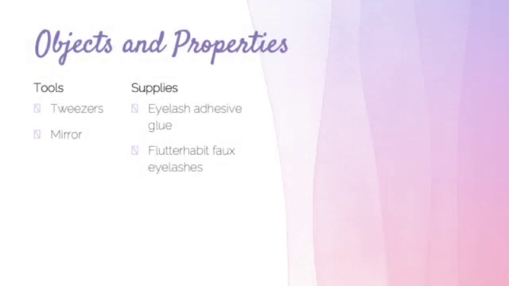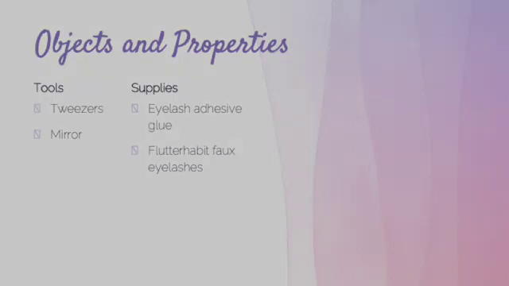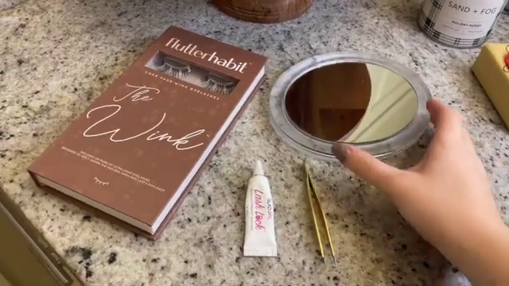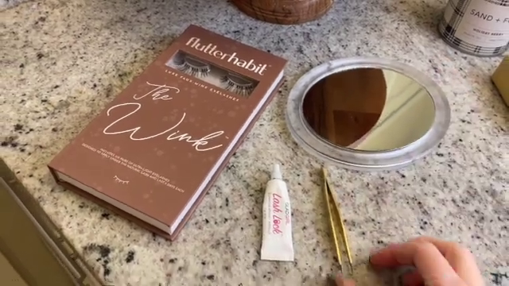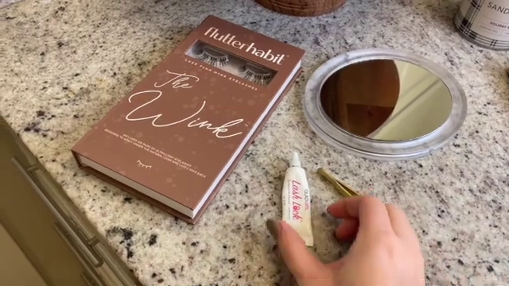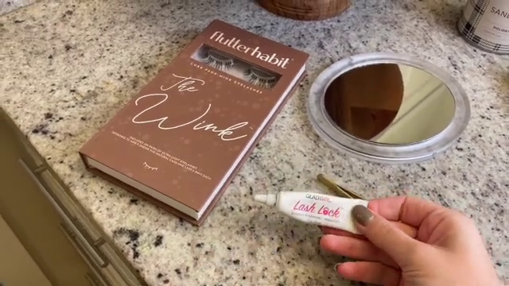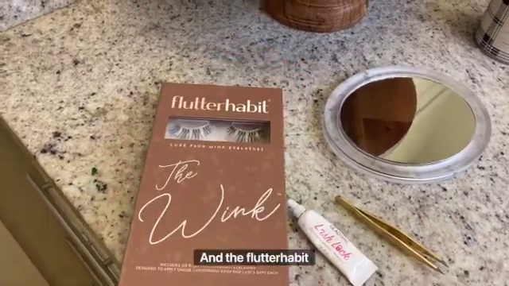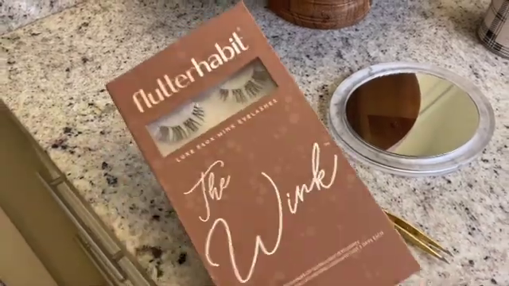The objects and properties for applying false eyelashes have been analyzed. Tools needed include tweezers and a mirror. Supplies required are eyelash adhesive glue and Flutterhabit faux lashes. Here you see the mirror, the tweezers, the lash adhesive glue, and the Flutterhabit faux lashes.